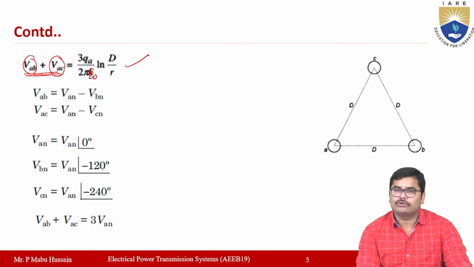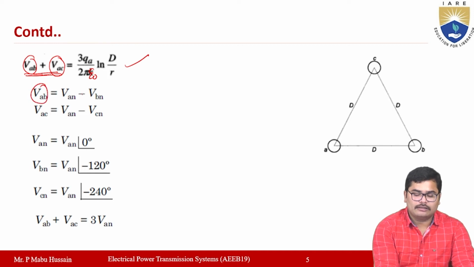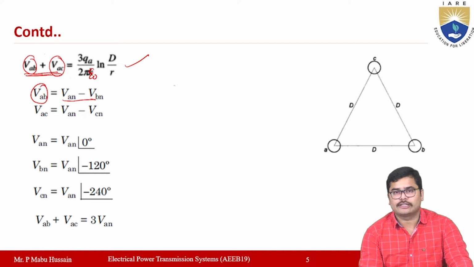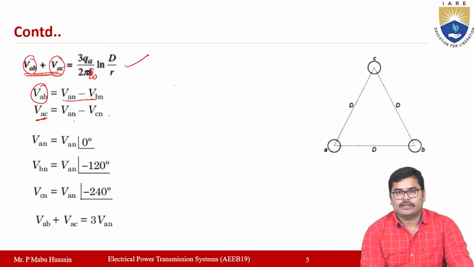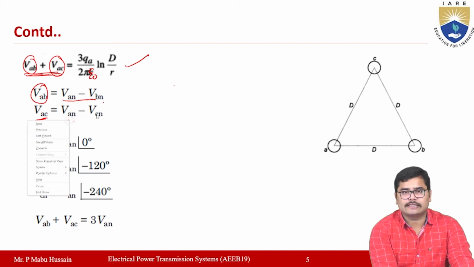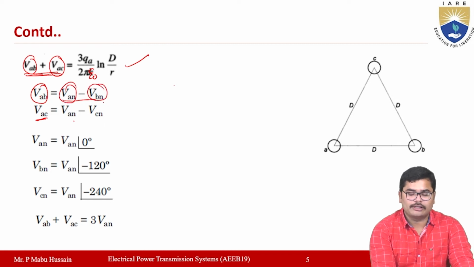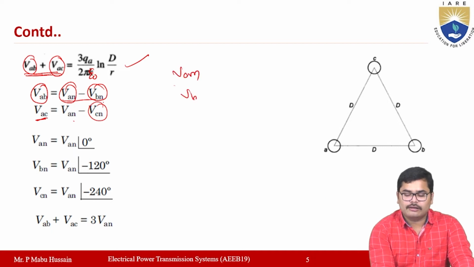Now if you remember the transmission line system, VAB is the difference of two phase to neutral voltages. So VAB is equal to VAN minus VBN, and VAC is VAN minus VCN. The difference of the phase voltages between A and B will be VAB, and the difference of phase voltages between A and C will be your VAC. Now what is this VAN? What is this VBN? What is this VCN? You should know.